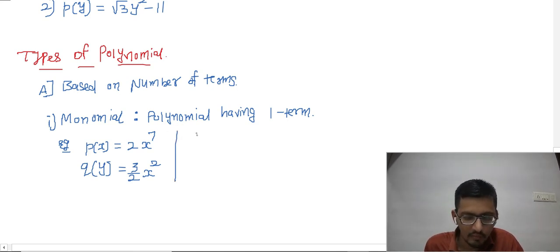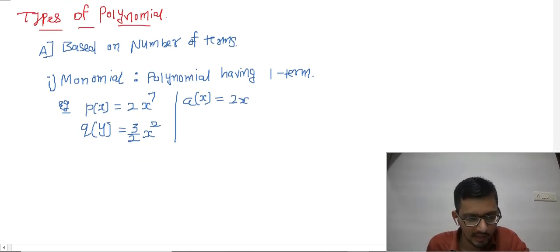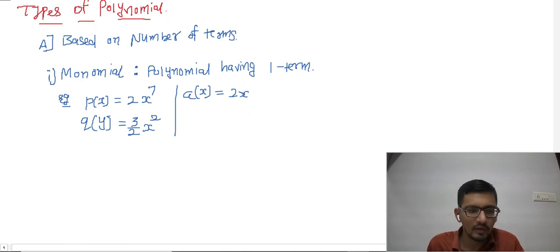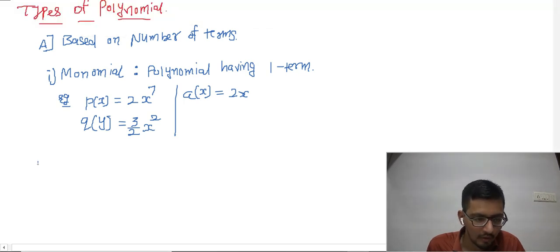Okay, one more example, if I'm writing a of x equals 2x, this is called monomial, because only one term is there, 2x, and x power is 1, which is non-negative. So what is the meaning of a monomial? A polynomial having only one term is called a monomial.